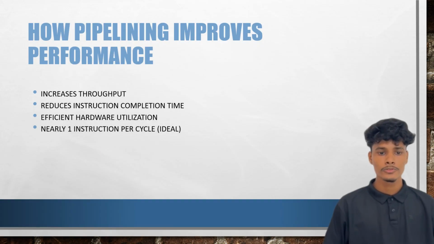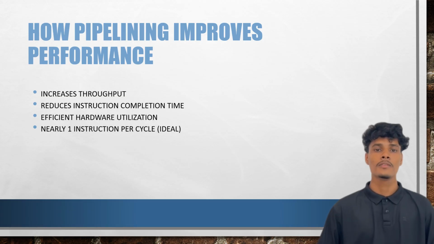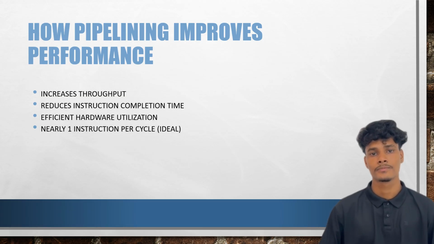How pipelining improves performance. With pipelining, the CPU increases throughput, the number of instructions completed per unit time. Although the execution time of a single instruction doesn't change, multiple instructions overlap and complete faster. Hardware is used more efficiently as different stages work in parallel. In ideal cases, pipelining achieves close to one instruction completed per clock cycle. Okay, the next part will be described by Kitmini Jayashree.